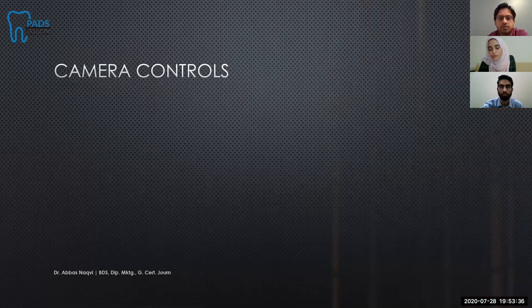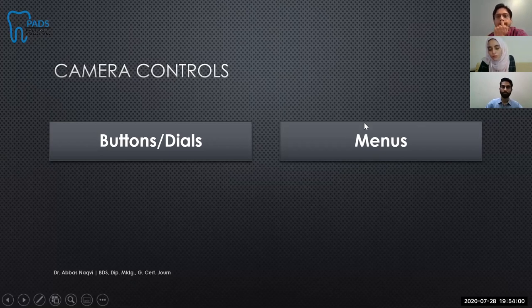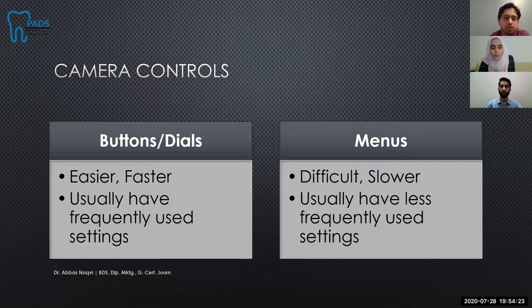Camera controls are basically divided into two types. You have buttons and dials, and menus. There are cameras that have lots of buttons on them, which includes the DSLR, and then there are cameras that look very simple because they don't have buttons, they have menus. But these cameras that look simple are actually more complicated to use because every time you need to make a change, you need to go into the menu and change that setting. That's not at all convenient. So if a camera looks very simple and easy, it does not mean that it is actually simple and easy to use, because the more settings you have accessible on the camera, the easier the camera is to handle, the faster it is to operate, as opposed to having to go into the menus all the time.